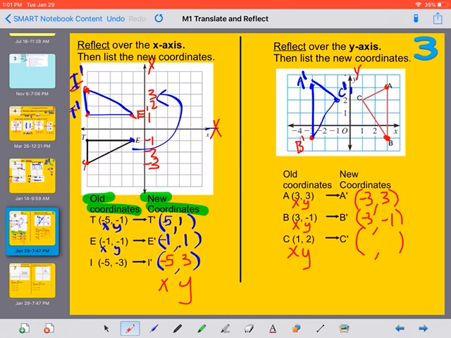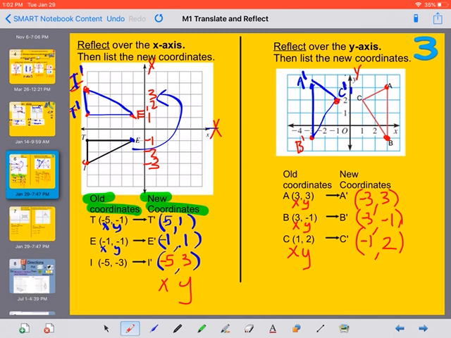So if we would predict on point C, you would think your x is going to change to be a -1 and y is 2. Let's check. -1 to the left and up 2. Yep, that's right there. So when we flip over the y-axis, our x is changed from negative to positive. When we reflect over the x-axis, our y point changes from negative to positive or vice versa.